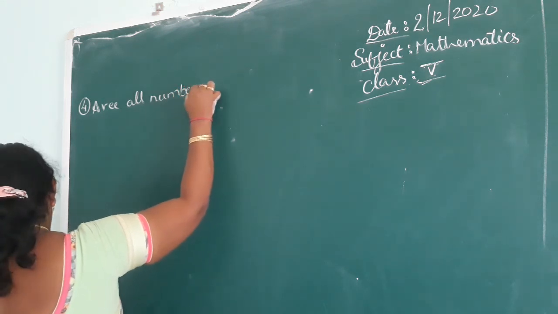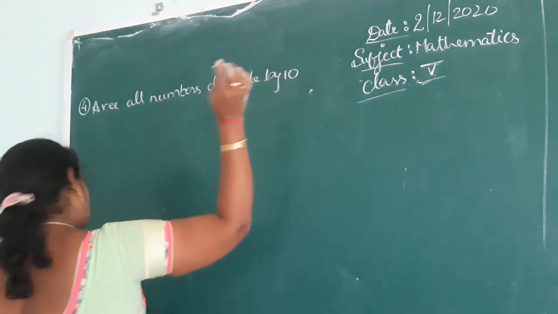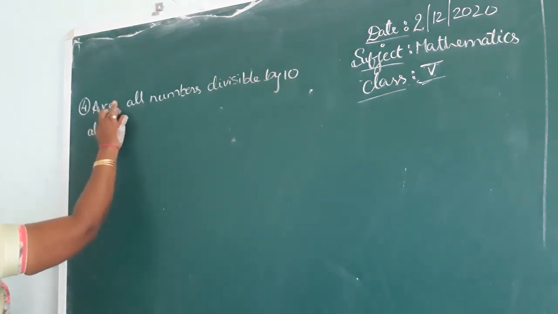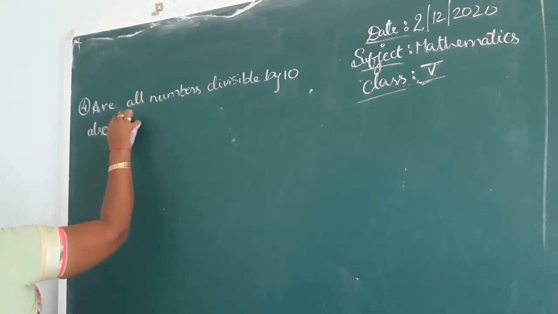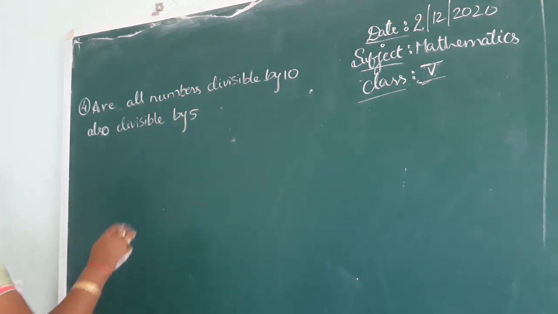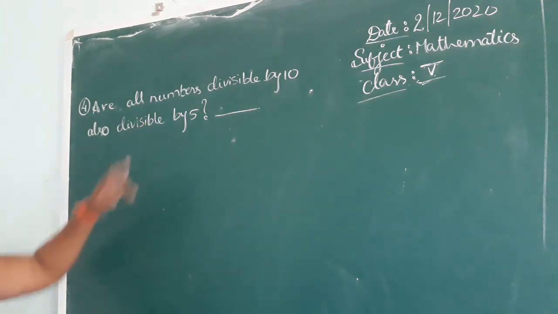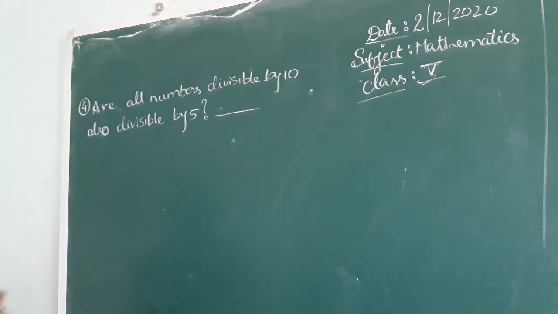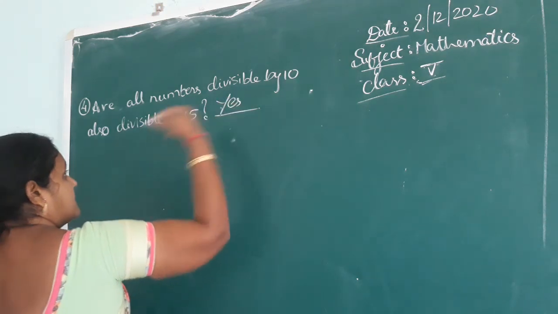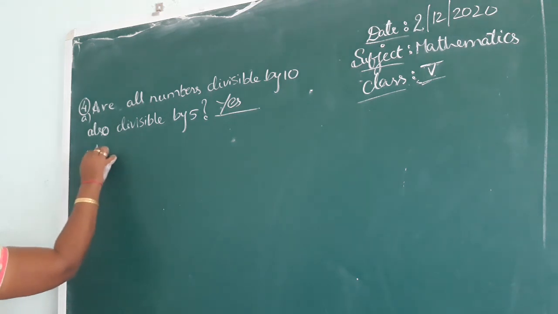Are all numbers divisible by 10 also divisible by 5? Yes or no, they are asking. Are all numbers divisible by 10 divisible by 5? Yes, because 5 is a factor of 10. So you can write: if a number is divisible by 10, it will be divisible by 5.